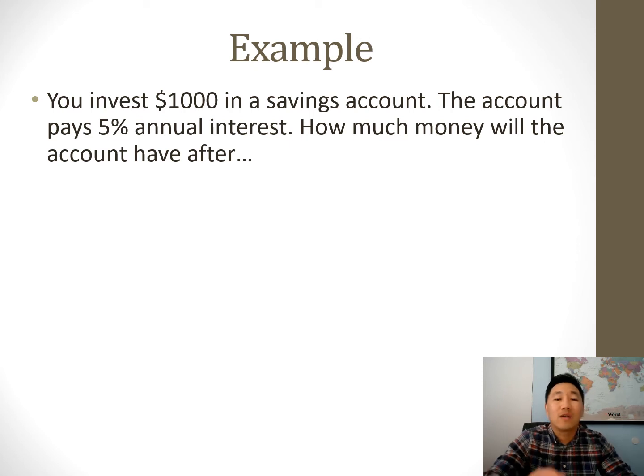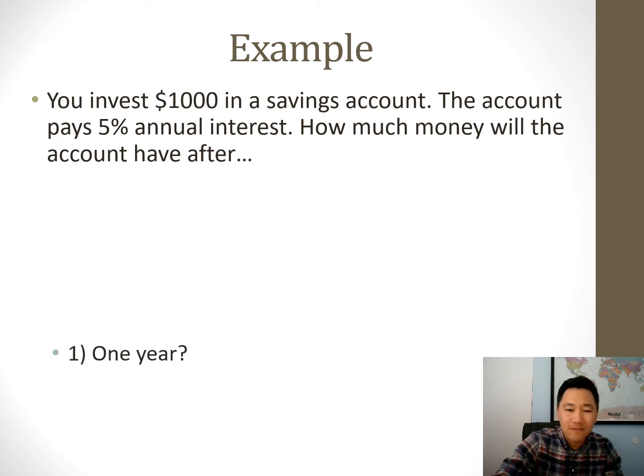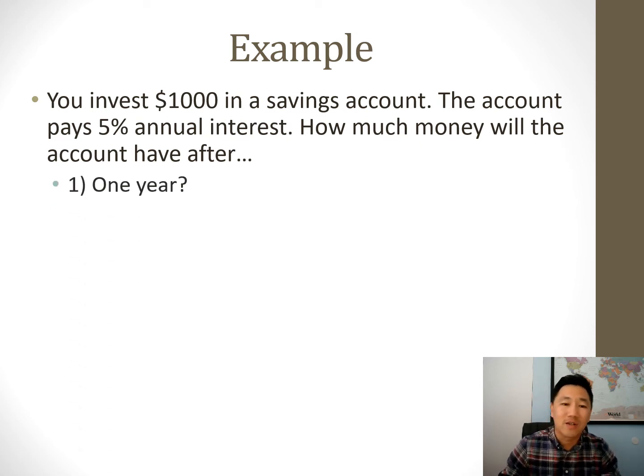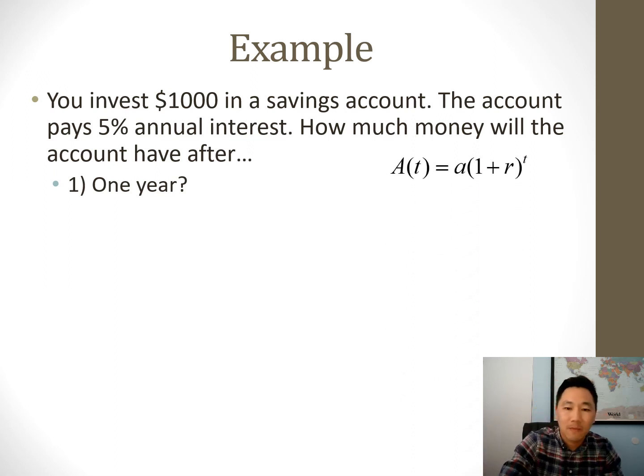All right, so let's say that you invest, or maybe your parents invest, $1,000 into a savings account. So when you were born, maybe they were like, all right, we're going to start a savings account for this kid. And they put in $1,000. The bank says they're going to give you 5% annual interest. How much will you have after 1 year? So this is how we're going to calculate it, using the exponential growth formula.